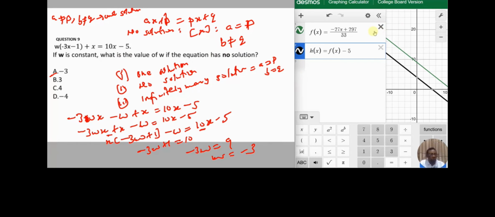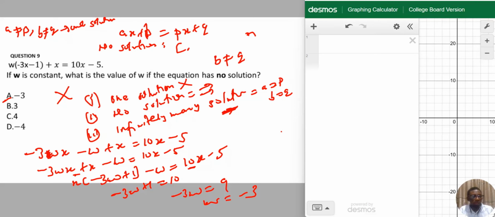But let's see if we can use Desmos to solve this kind of question. So let's use the Desmos calculator. I will type the left hand side as equation 1. So y is equal to w, open the brackets, minus 3x minus 1, close the brackets, plus x. It said add a slicer. I'm going to explain that. Let me type the second equation, the one on the right.